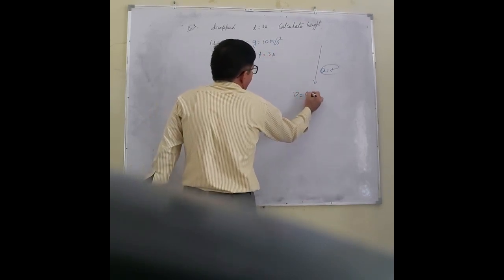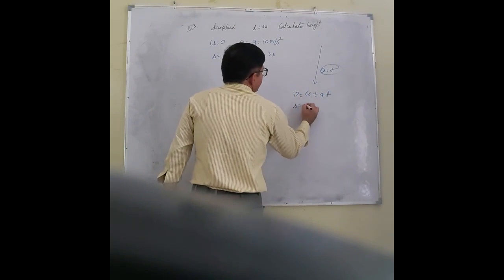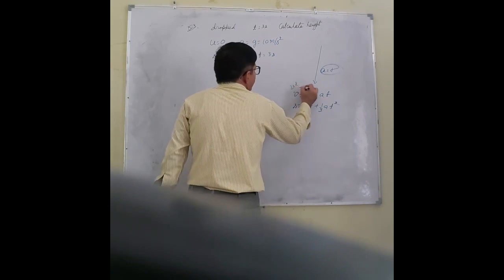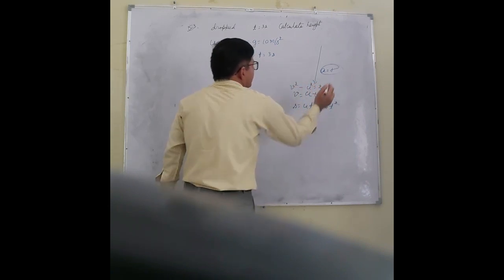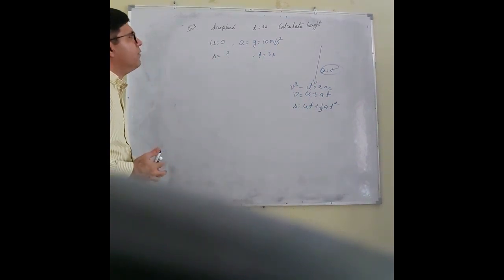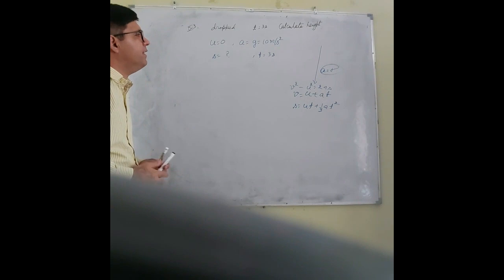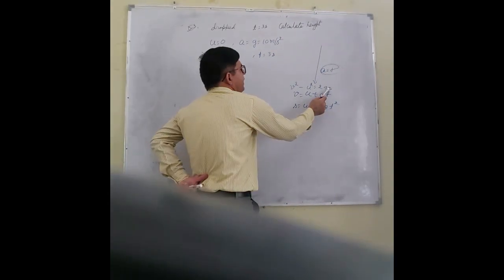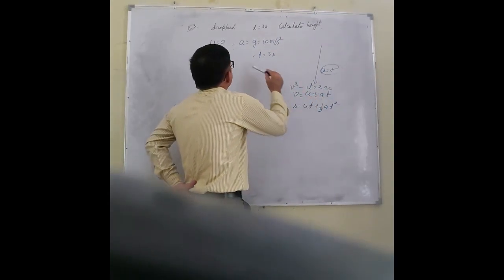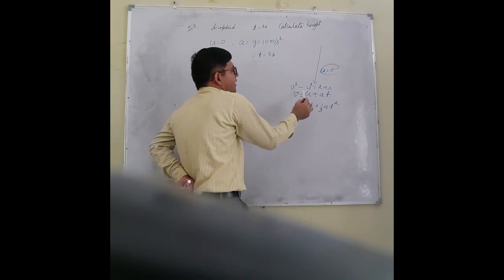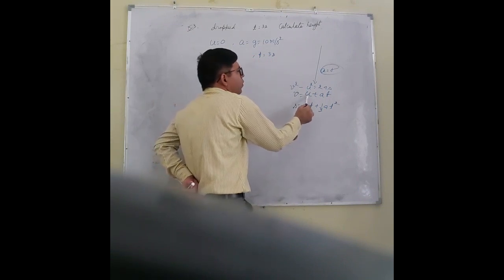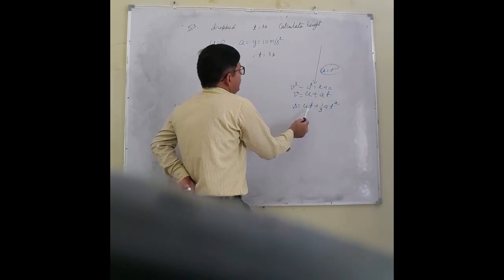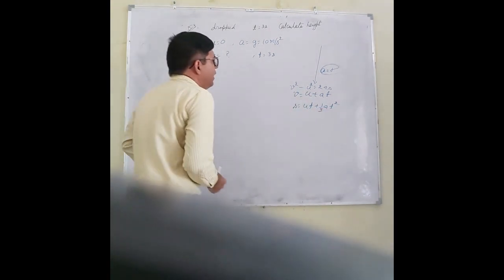Use the 3 equations of motion. V equals U plus AT, S equals UT plus half of AT square, and V square minus U square equals 2AS. Now, find the equation which has V, U, A, S, T. VUST, T is not here. UAST, V is here, I do not require V. VAT, S is not here. Here I need U, S, A, T. So I will use the third.